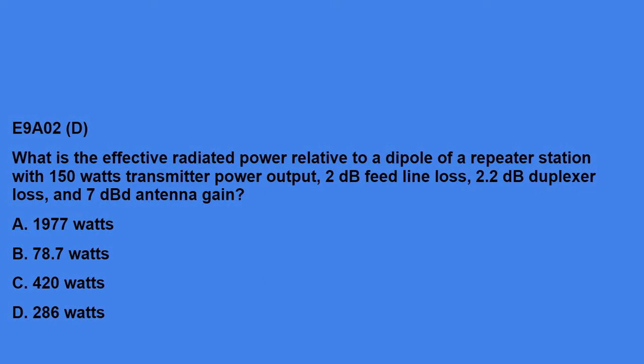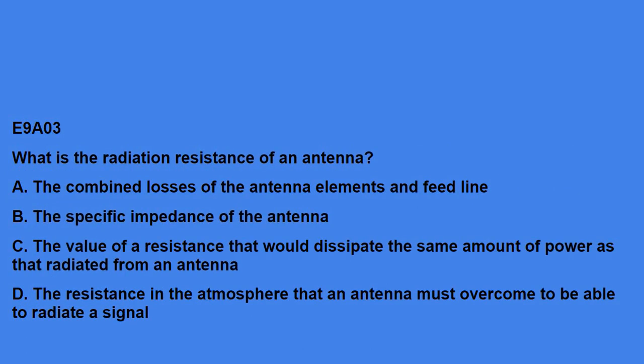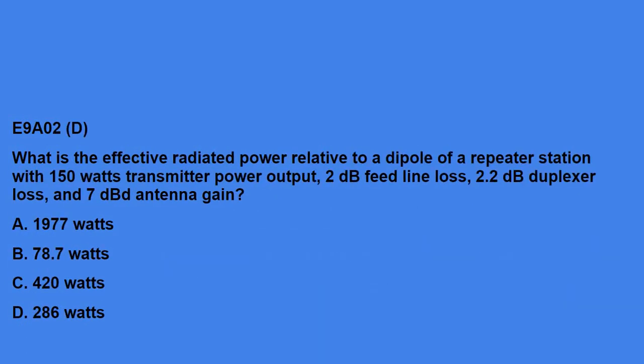E9A02, what is the effective radiated power relative to a dipole of a repeater station with 100 watts transmitter power output, 2 dB feed line loss, 2.2 dB duplexer loss, and 7 dBd antenna gain? That answer is D in this one, 286 watts.